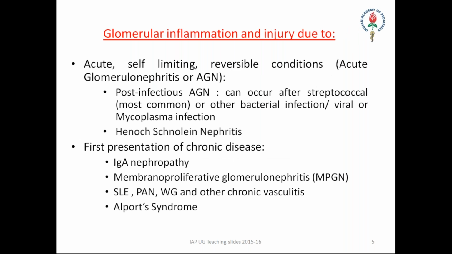So glomerular inflammation and injury occurs. It is an acute condition. First of all, acute AGN is a self-limiting, acute and reversible condition. Post-infectious AGN can occur after streptococcal infection most commonly, or any other viral or bacterial infections, mycoplasma infections, or Henoch-Schonlein nephritis. But streptococcal is the most common form. First presentation of chronic disease is your IgA nephropathy, membranoproliferative glomerulonephritis, your Alport syndrome, SLE, PAN, Wegener's granulomatosis, and other chronic vasculitis.